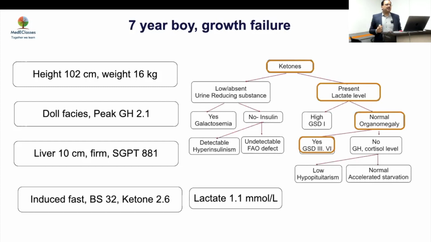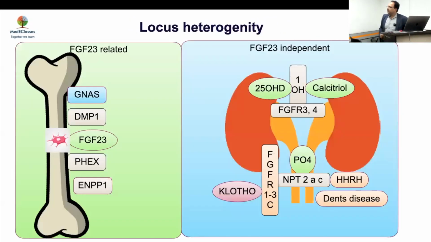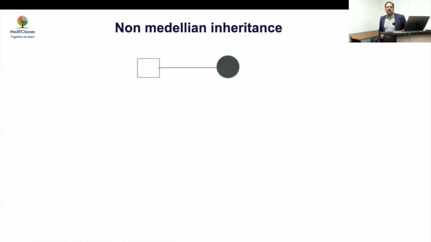A GSD 3 study may be negative. So what you do here is that you should have gone ahead with a targeted sequencing rather than a single sequencing. So this is important as to which test is to be done in that regard. The other thing is locus heterogeneity, in which many genes can cause the same disease. This is what we have discussed. A classic example of locus heterogeneity is hypophosphatemic rickets, as we discussed there.